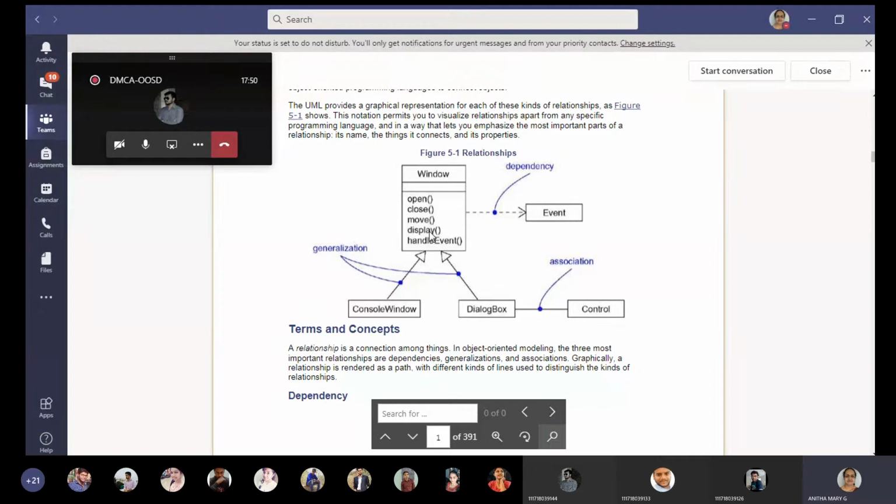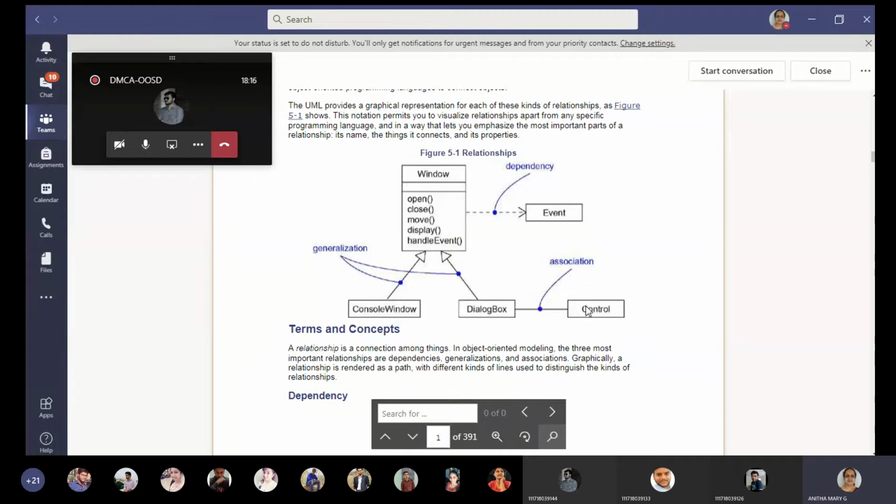The window is the parent class, whereas console window is a child class, and dialog box is a child class. As we have learned for the generalization symbol, the arrow should point towards its parent. When such a relationship exists between two classes, then we give generalization.